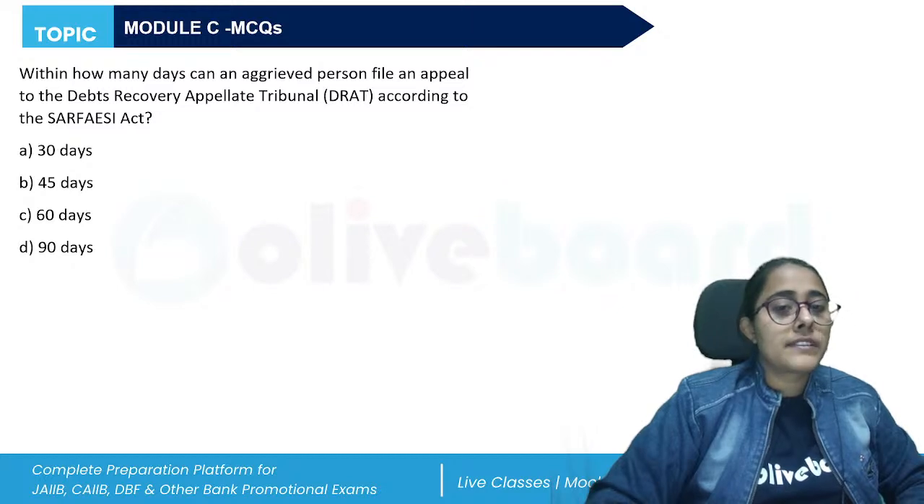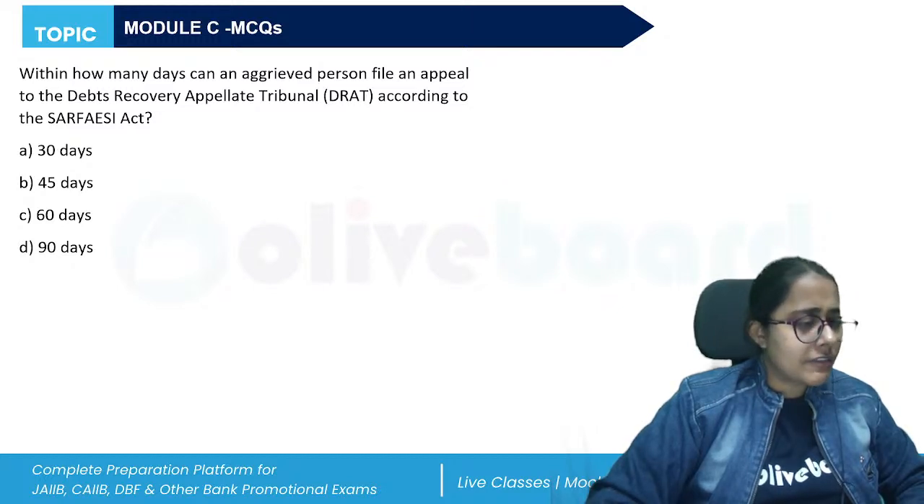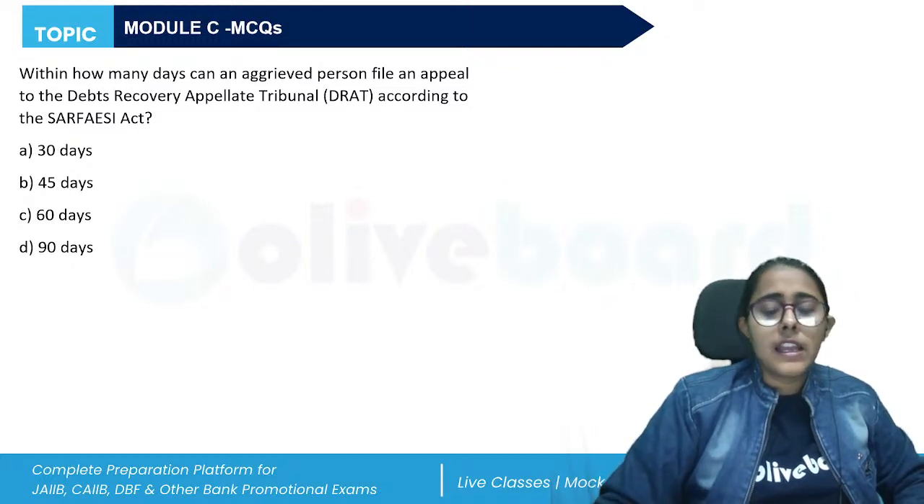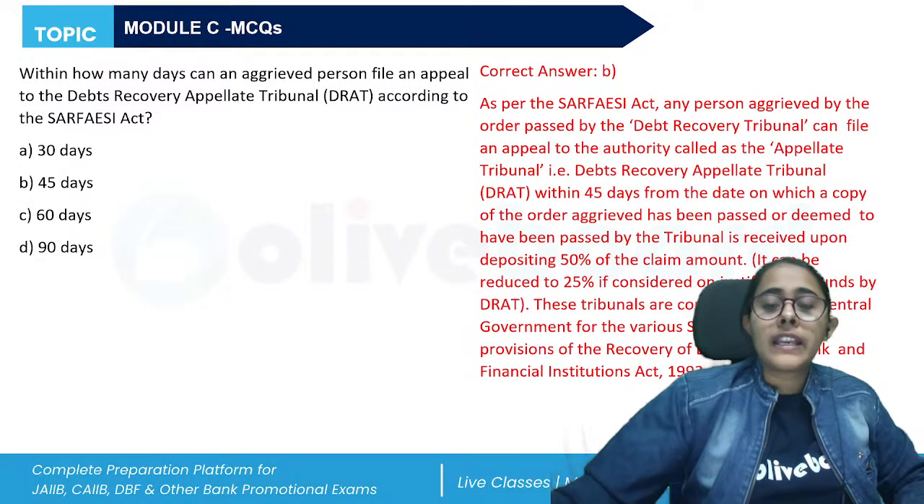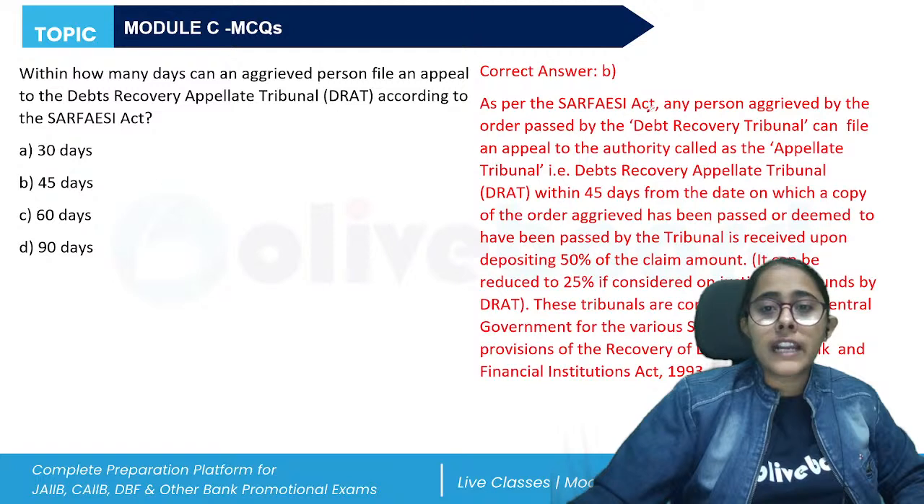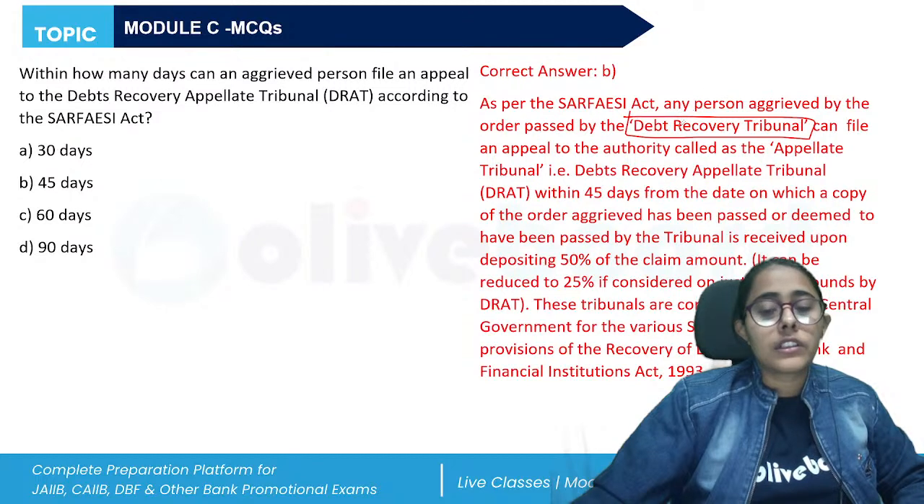So the aggrieved person can make an appeal. I think this question is very direct, very simple. The correct answer is option B, that is 45 days. So any person who is aggrieved by the order that is passed by the DRT. First the DRT will pass the order. If the person is aggrieved, they are not satisfied by the order, then they can make an appeal to the authority, that is the Debts Recovery Appellate Tribunal. This is to be done within 45 days from the date on which a copy of the order has been passed.